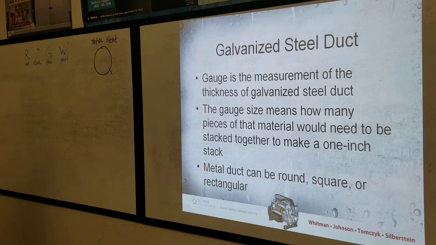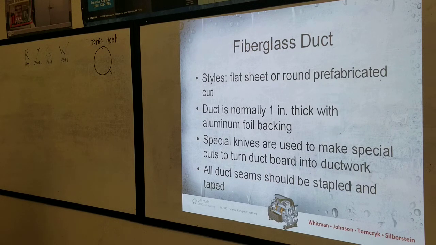Galvanized steel duct. Gauge is a measurement of the thickness of galvanized steel duct. The gauge size means how many pieces of that material would need to be stacked together to make a 1-inch stack. Metal duct can be round, square, or rectangular. Fiberglass duct. Styles, flat sheet or round prefabricated cut. Duct is normally 1 inch thick with an aluminum foil backing. Special knives are used to make special cuts to turn duct board into ductboard. All duct seams should be stapled and taped.